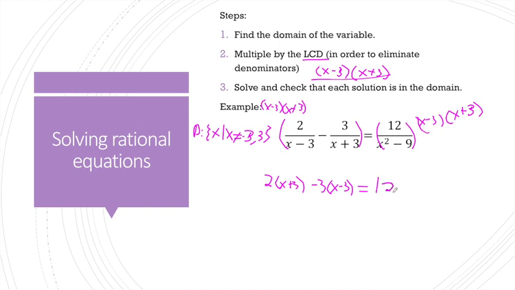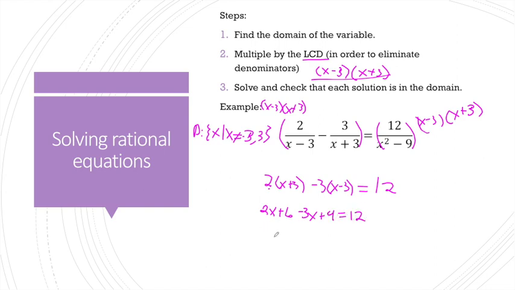Feel free to write that out in every step in its entirety. I'm doing it for the sake of space. So now I need to go ahead and distribute. 2 times x gives me 2x. 2 times 3 gives me 6. Negative 3 times x gives me negative 3x. Negative 3 times negative 3 gives me a positive 9 equals 12.